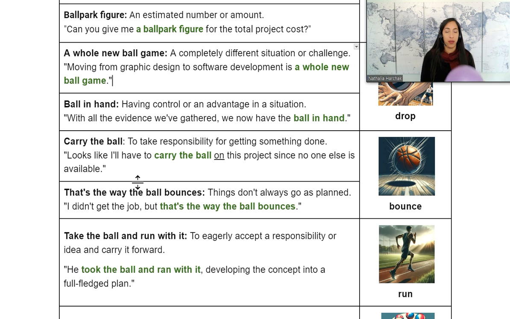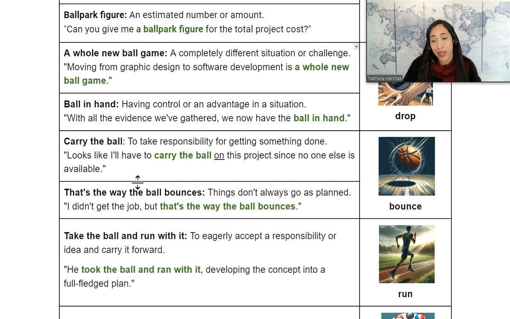So think about this. If a ball bounces, it goes up and down. You don't know exactly where the ball will end up. So things don't always go as planned. You planned for things to go a certain way, and then they don't happen that way. They happen another way. So a good expression that you can use for that is, that's the way the ball bounces. Like you can't control the situation.